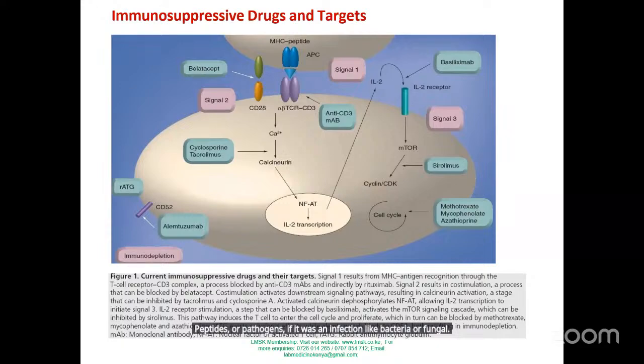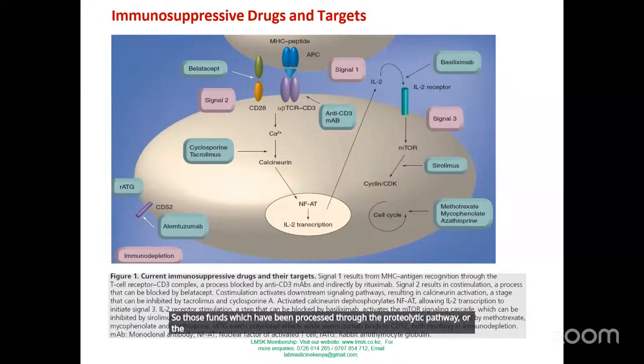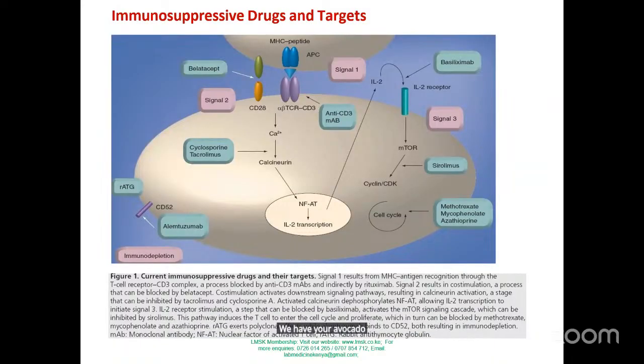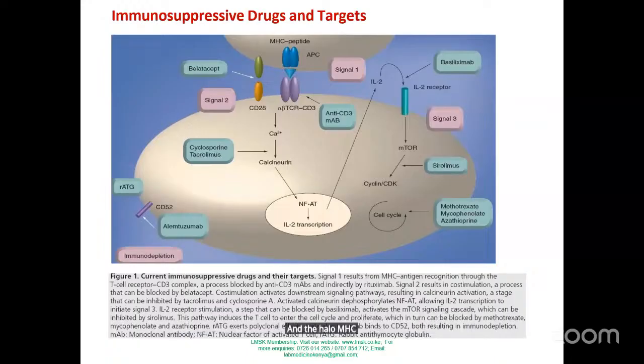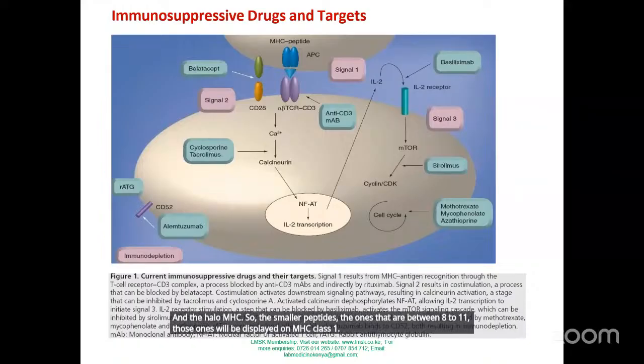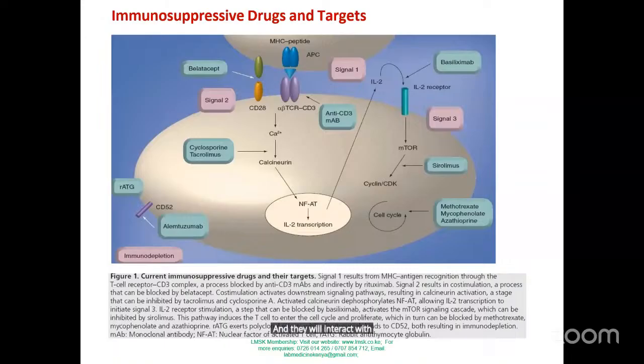Those are processed through the proteolytic pathway, where proteolytic enzymes degrade these particular peptides. In this case, we are talking about allografts and the allo-MHC. The smaller peptides, between 8 and 11 amino acids, will be displayed on MHC class 1, and they will interact with CD8. So in CD8 here, those are the T cell receptors with the CD3.